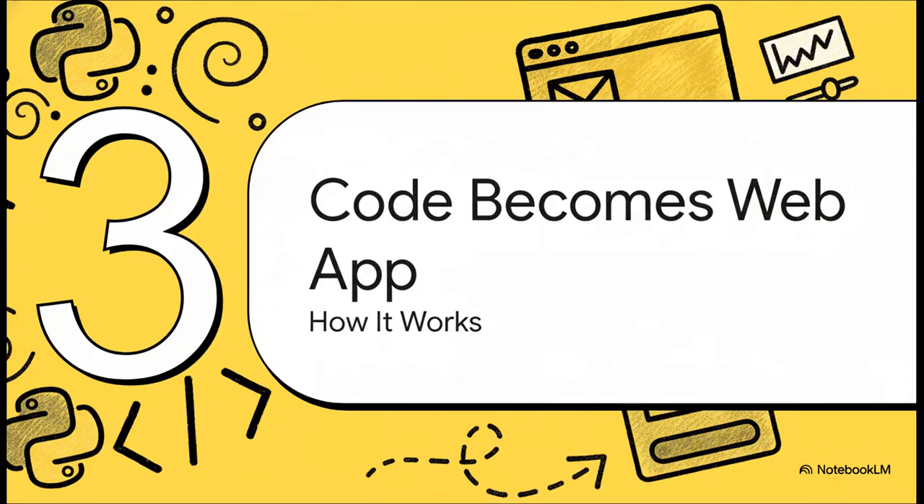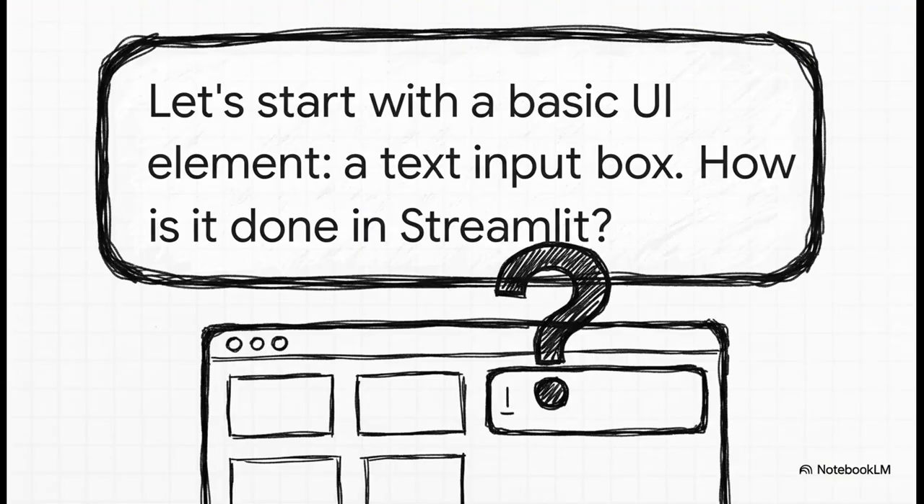Okay, that all sounds great in theory, right? But what does it actually look like? How does your Python code magically transform into a real working web app? Let's take a look. Let's start with something super basic, something you'd find in almost any app. How would you go about creating a simple little box where a user can type something in?